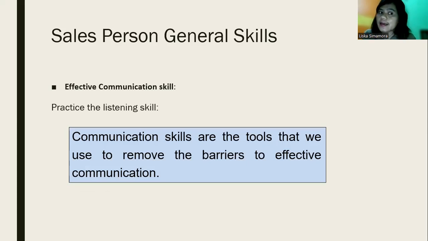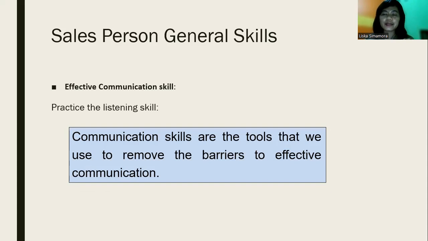And the next skill is effective communication skill. Communication skills are the tools that we use to remove the barriers to effective communication.